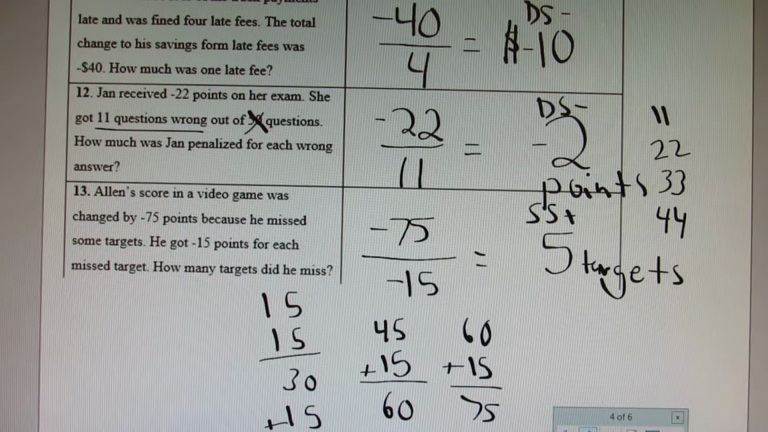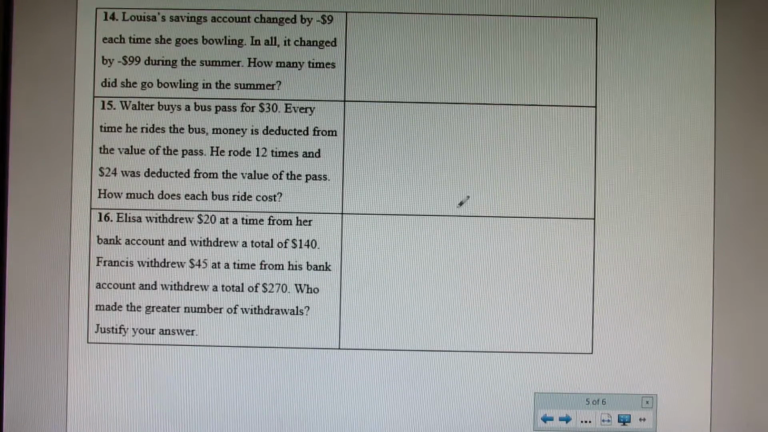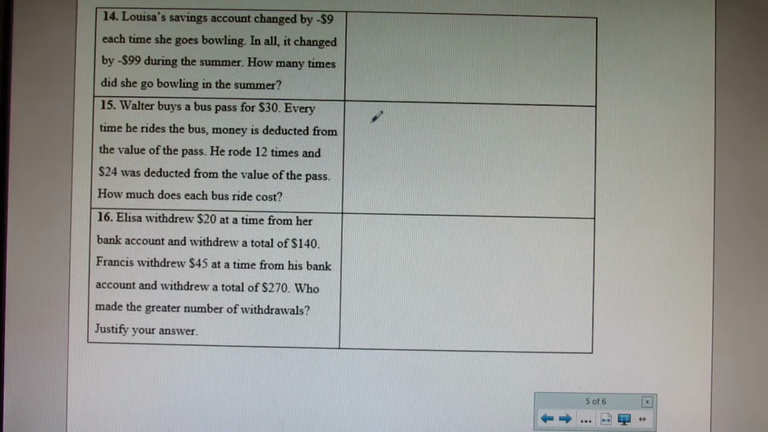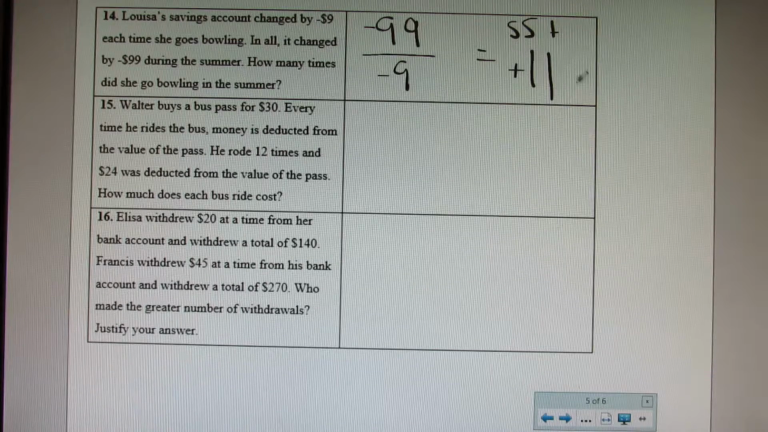All right, next 3. Okay. Louisa's savings account changed by negative $9 each time she went bowling. In all, it changed by negative $99 during the summer. How many times did she go bowling? Okay, so it cost her negative $99, and each one was negative $9. Sorry, I'm reading the question. So that's the same signs. My answer will be positive. 9 goes into 9 one time. 9 goes into the other 9 one time. My answer is going to be positive 11. So she went bowling 11 times.